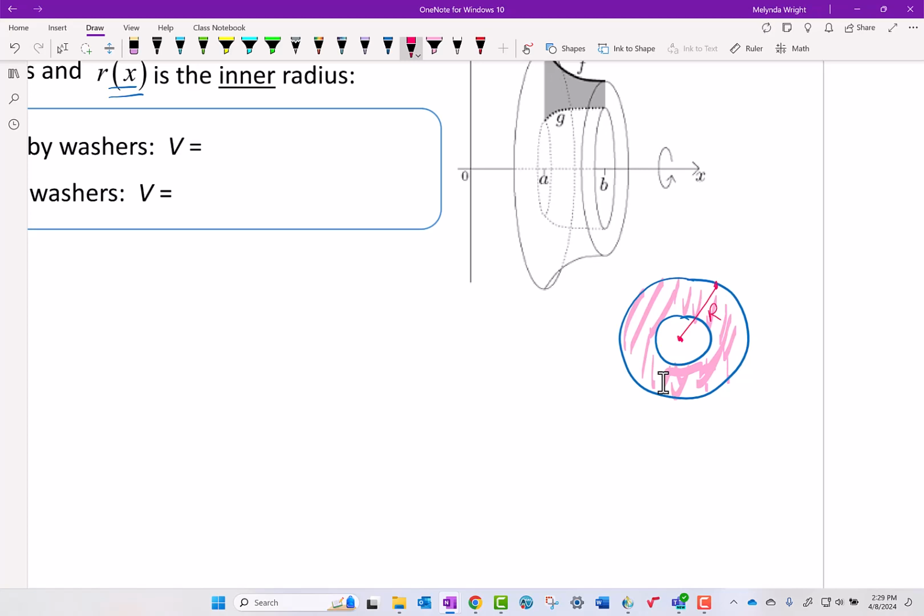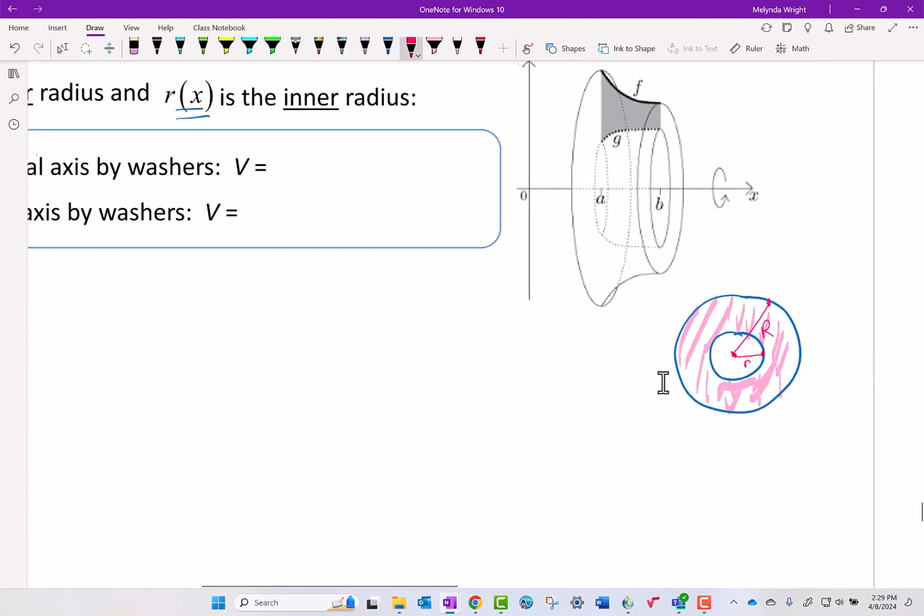If you think back to your days in geometry, when we were doing this in 2 dimensions, if we wanted to find the area of this shaded part, we would find the area of the big circle and we would subtract the area of the little circle, right? That's what we would do. And that's the same concept that we're working on, but with volume.